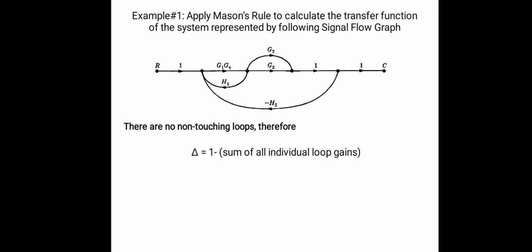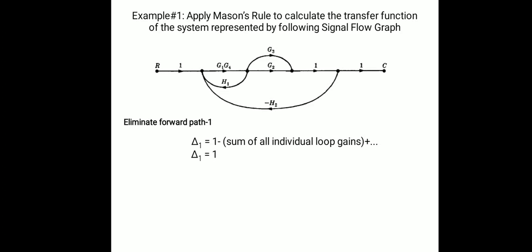So here the delta is equal to 1 minus the summation of all individual loop gains, meaning L1 plus L2 plus L3. So delta is equal to 1 minus (L1 plus L2 plus L3), and we will put the loop gains there. So we'll get the value of delta after putting in the values of the loop gains.